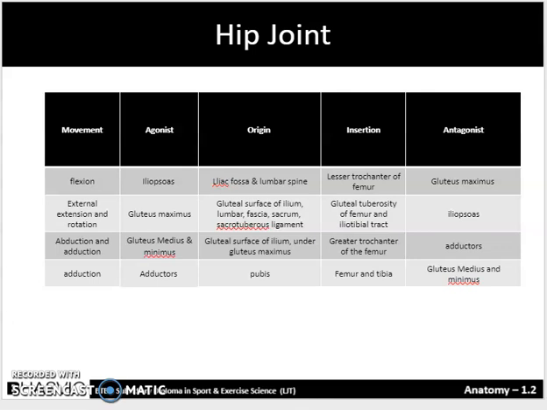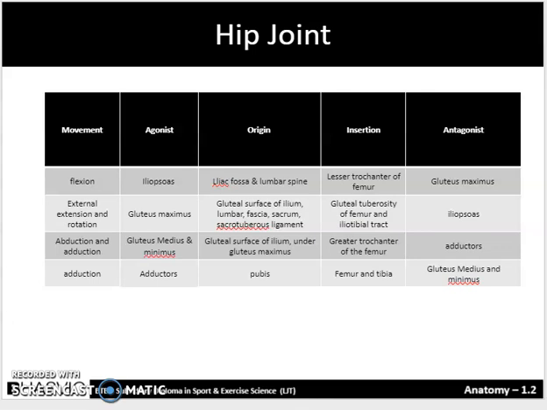Another movement it is able to do is the hip joint also allows abduction and adduction. When the hip adducts, the agonist is the adductors and the origin is the pubis, insertion is the femur and tibia, and the antagonist is the gluteus medius and minimus.